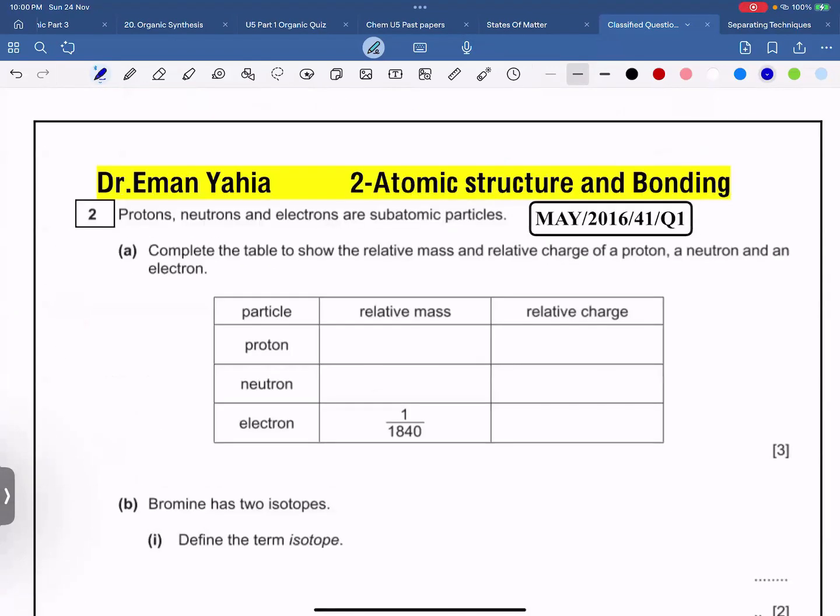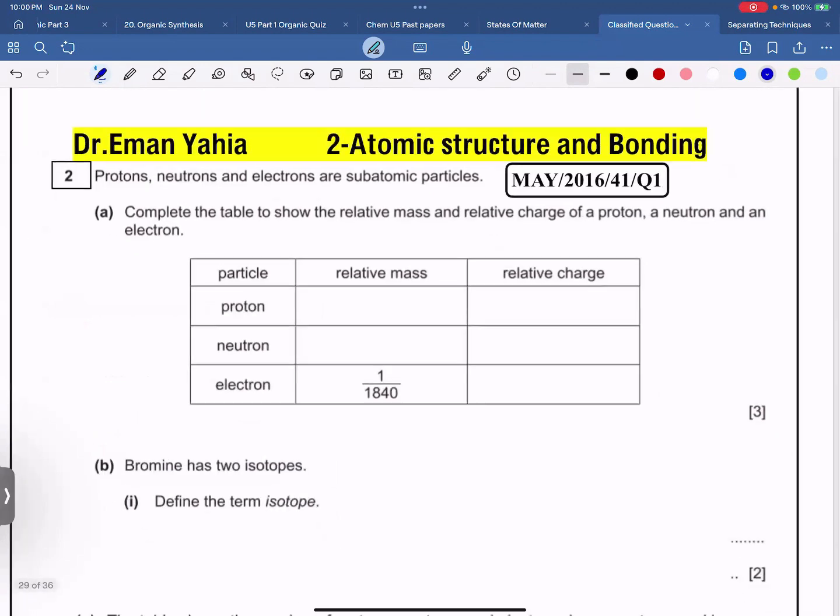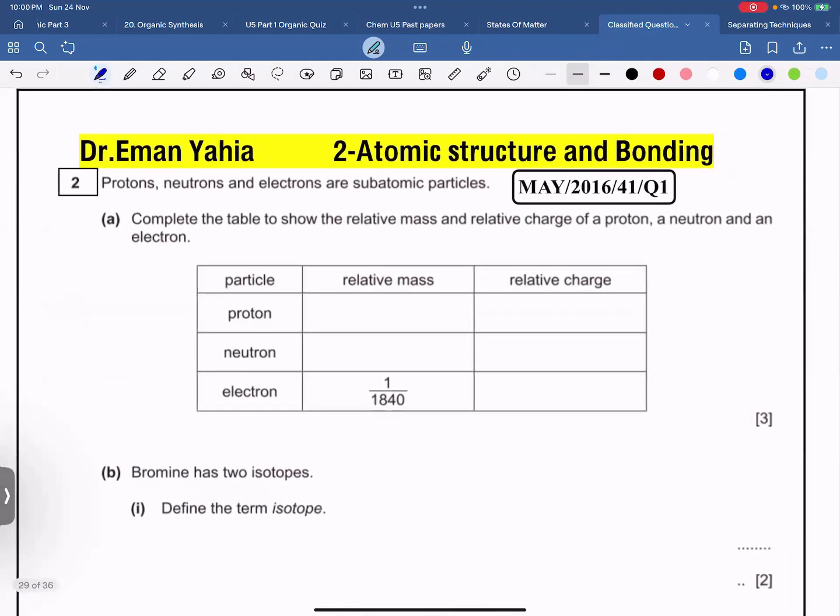Then we start with atomic structure and the ionic bond. Protons, neutrons, and electrons are subatomic particles. Complete the table to show the relative mass and relative charge of proton, neutron, and electron. So for the first one, relative mass of proton 1, neutron 1. Relative charge for proton is going to be positive 1, for neutron 0, and for electron -1.